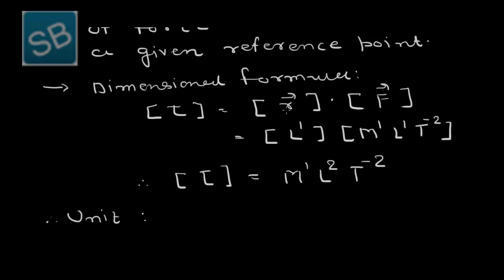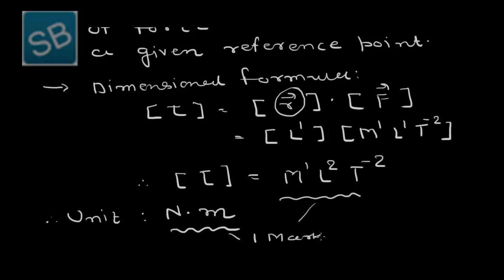If you want to write its unit, then it is also very easy. The unit of position and the unit of force. The unit of force was Newton, and by applying the unit of the position vector, meter, we get the SI unit of torque as Newton meter. So this dimensional formula and SI unit can be asked in a 1 mark MCQ.